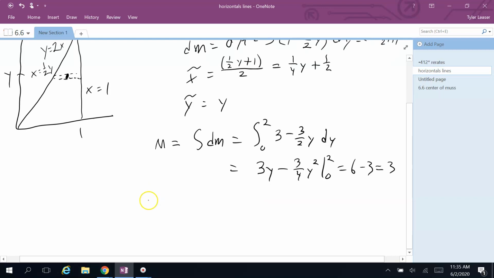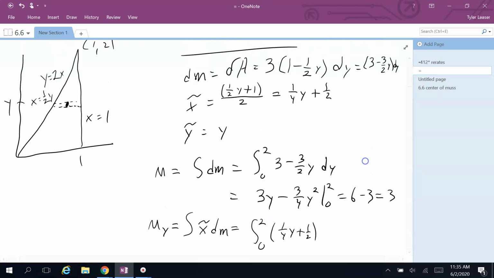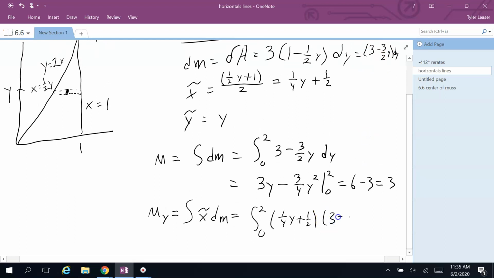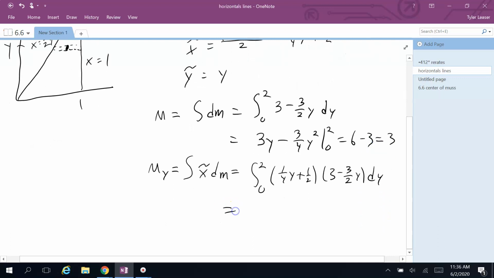Keeping it going, we're going to do the moment about the y-axis. The moment about the y-axis is the integral of x wiggle dm. Remember, this came out to be 2 before, and it still had better come out to be 2. This is going to be the integral, still from 0 to 2, of x wiggle, which was this awful looking thing, 1/4 y plus 1/2, times dm, which was this awful looking thing, 3 minus 3/2 y dy. Now maybe you can see why choosing the slices initially is very important, because sometimes the integrals come out to be kind of ugly. Not too bad though, we'll just FOIL these two things together.